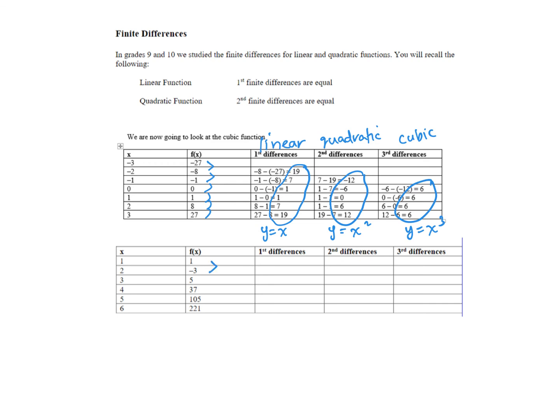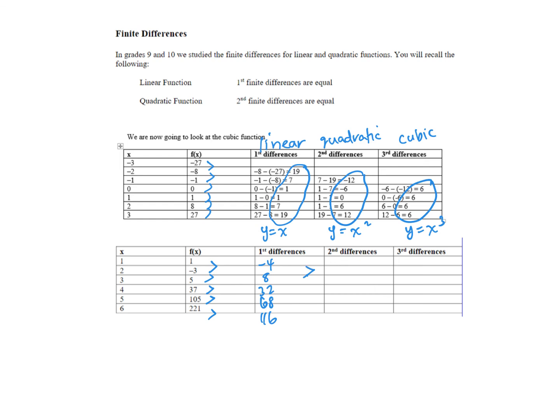So that's all you're doing with these. We're just looking at those first differences. So we do -3 minus 1 is -4. 5 minus -3, that's like adding, so that's 8. 37 minus 5 is 32. 105, might need my calculator for this one. 105 minus 37 is 68. And then 221 minus 105 is 116. Since the first differences are not the same, we know that it's not linear, so we're going to do it again.